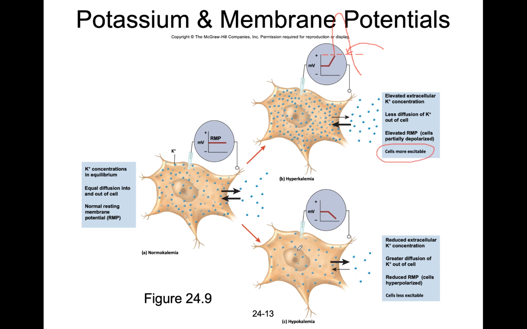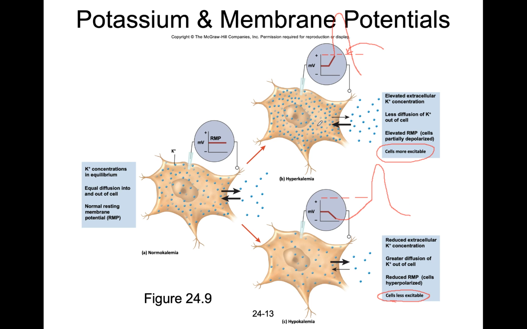Hypokalemia means you have too little potassium. So your membrane voltage is going to go lower. If your threshold is still up here, you're now further away from threshold. It's going to take you a much longer time to reach that threshold before shooting off the action potential. So we say that this cell is less excitable.